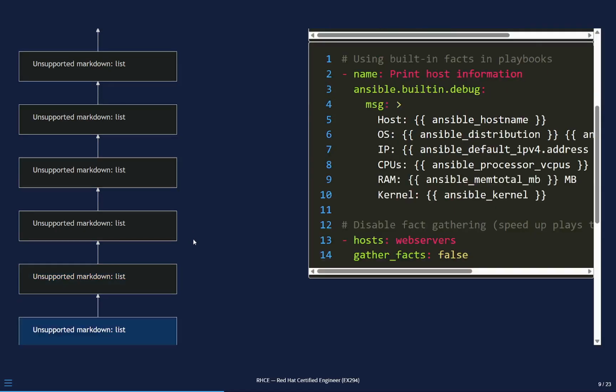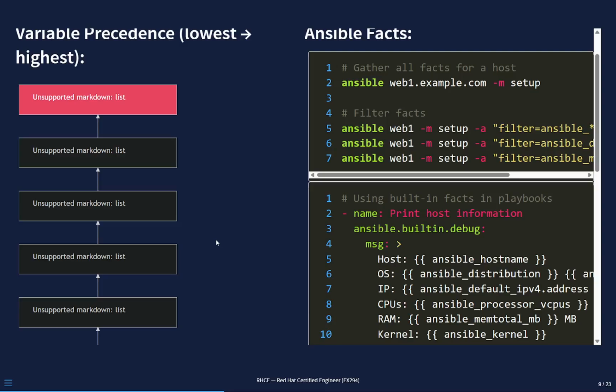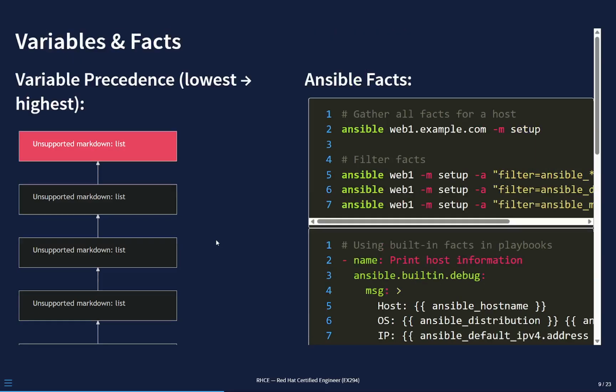Extra vars always win. Use -e to override anything for debugging or one-off runs. The practical implication: put baseline values in role defaults, put environment-specific values in group_vars, put host-specific overrides in host_vars, put sensitive values in vault files loaded as vars_files. This layering means a playbook works equally well in dev, staging, and production, just by having different group_vars files.